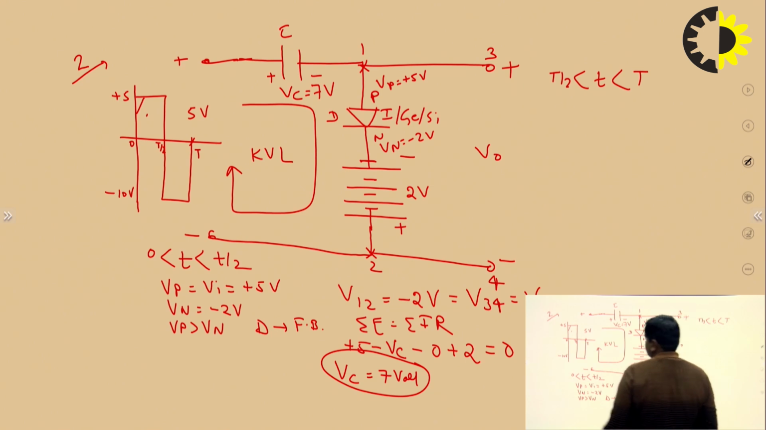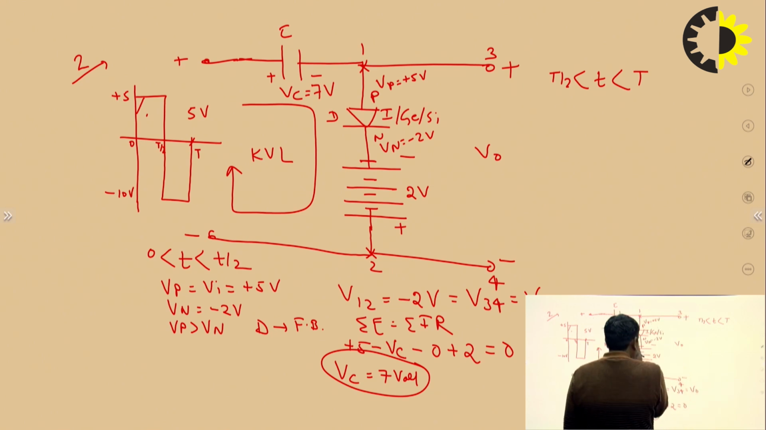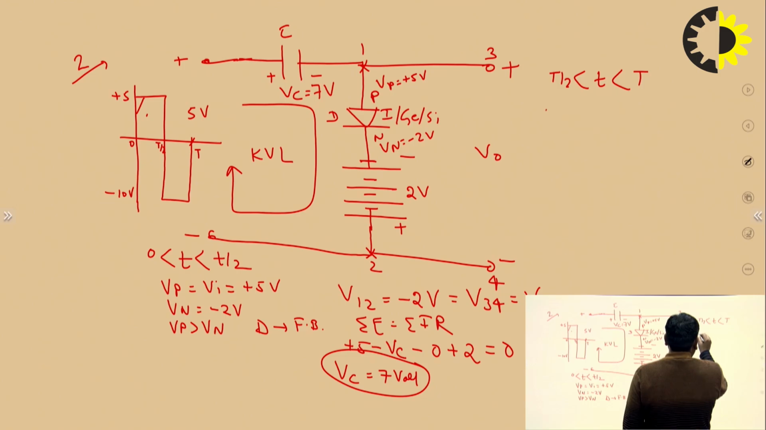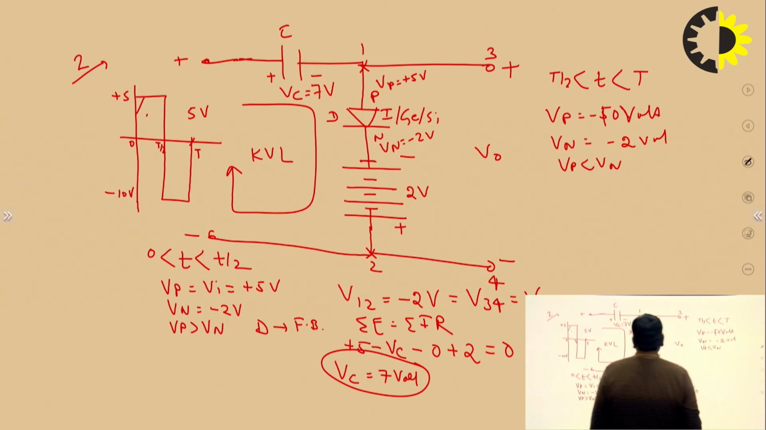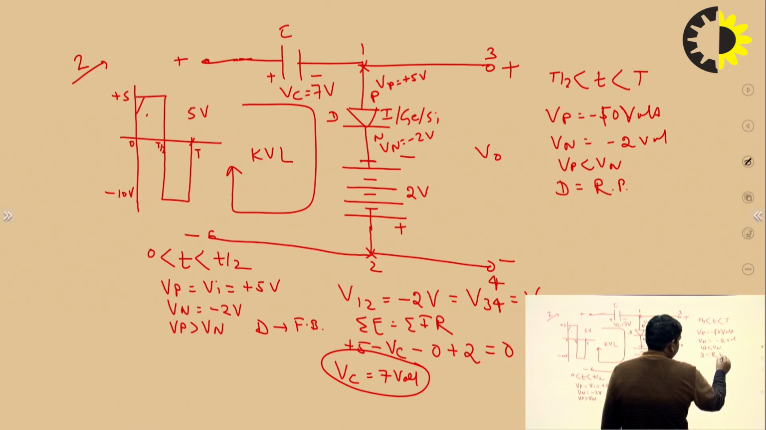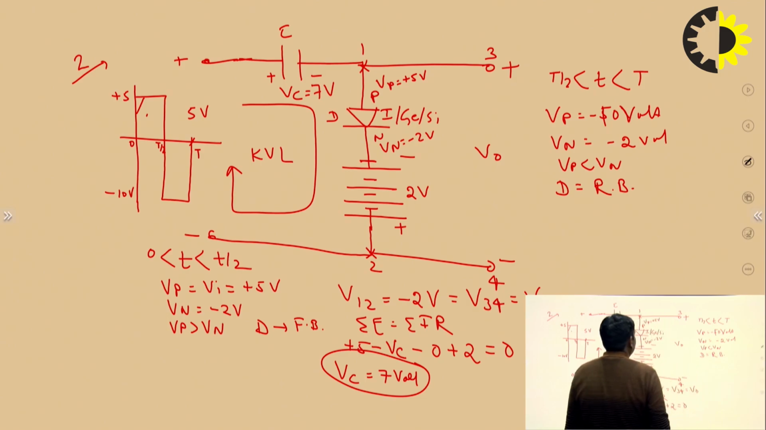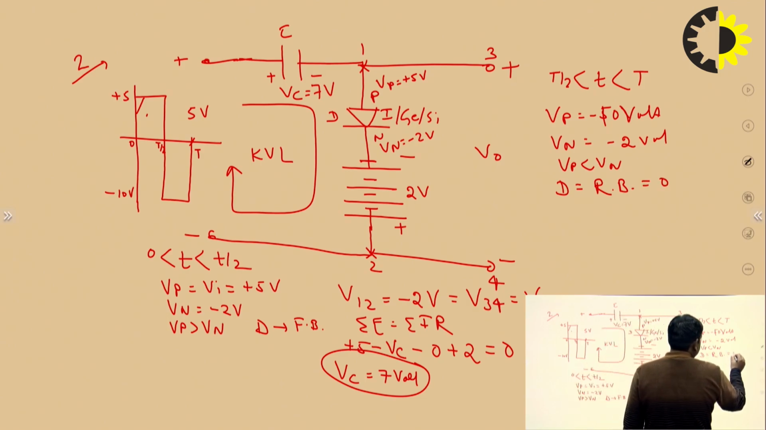Up next is the negative half cycle, when time goes from T/2 to T. During T/2 to T, this diode's VP potential is minus 10 volt, sorry, and VN potential is minus 2 volt. So VP is less than VN. That means this diode works in reverse bias condition. If the diode is ideal, this diode works as an open circuit.